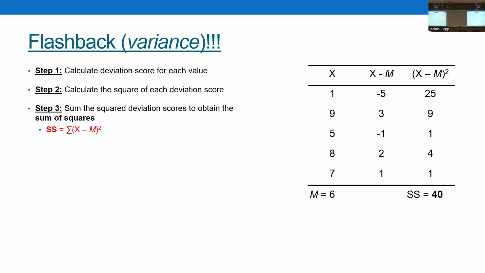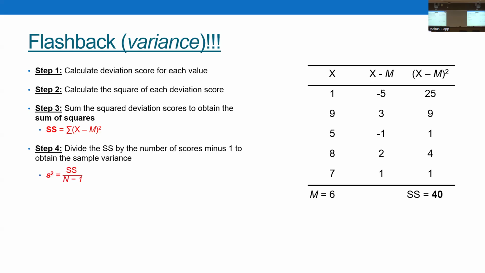I can't look at a sum of squares and tell you if that's a big sum of squares or not. It all depends on the metric. There's not a lot of interpretability there, but it's just a raw metric of variability in our data. I'm then going to take that sum of squares and divide it by the number of observations in my set minus 1. This gives me my variance.